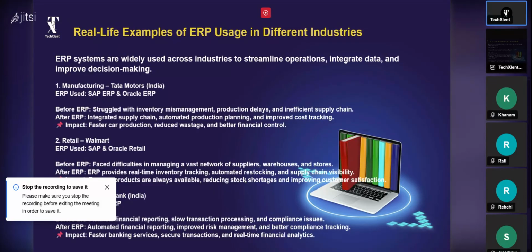Compliance issues, in the sense of violating policies and laws. If no proper software is implemented, there is a lack of monitoring and tracking, so obviously customers and employees will violate the policies and laws. But after implementation of ERP, financial reporting was automated, with improved risk management and better compliance tracking.